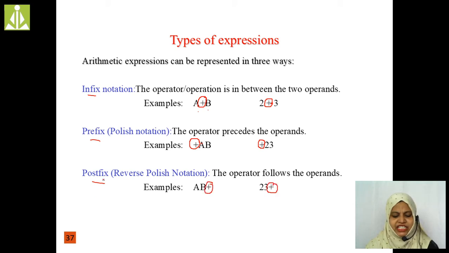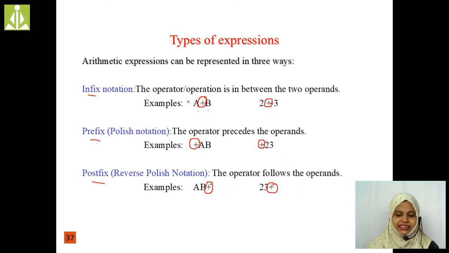Postfix expression is also known as reverse Polish notation. Here we can represent expressions in three types: infix, prefix and postfix. In infix expression, the operator is present in between the operands. In prefix expression, the operator is present before the operands. In postfix expression, the operator is present after the operands.